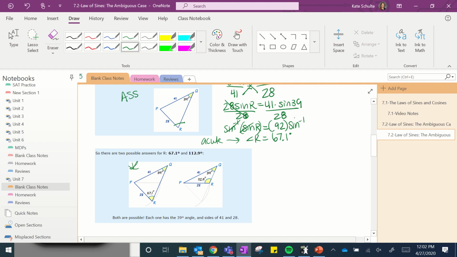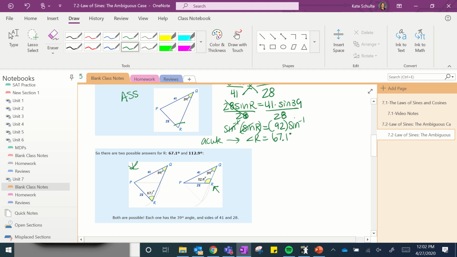This stems from the unit circle also because when we did this in geometry, you weren't allowed to use the ASS case, right? Because it's not actually a way of proving triangles congruent. So that's why there's these multiple options. All right, so how do we get this other option for angle R, this 112.9?